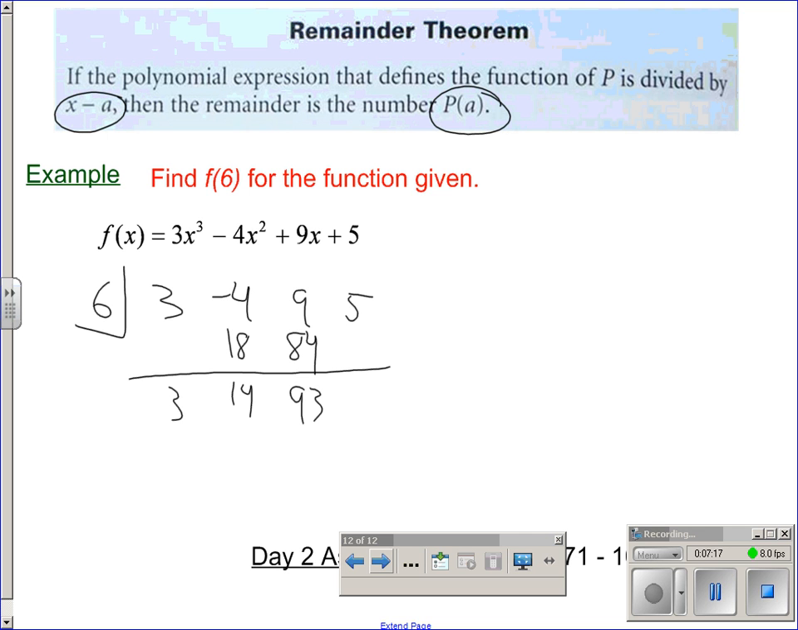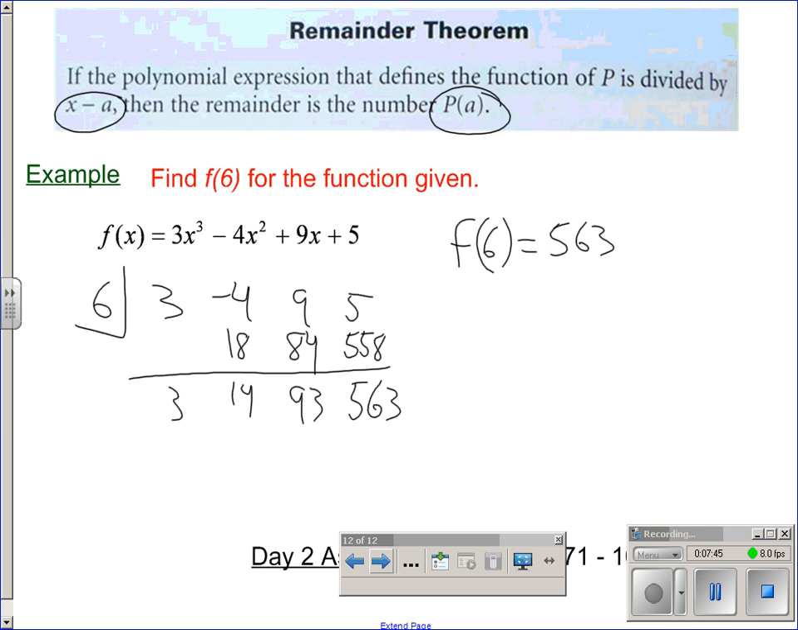6 times 93 is 558. I hope I'm right with that. I think so. And then add those up. We're looking at 563. So the value of f of 6 is 563.